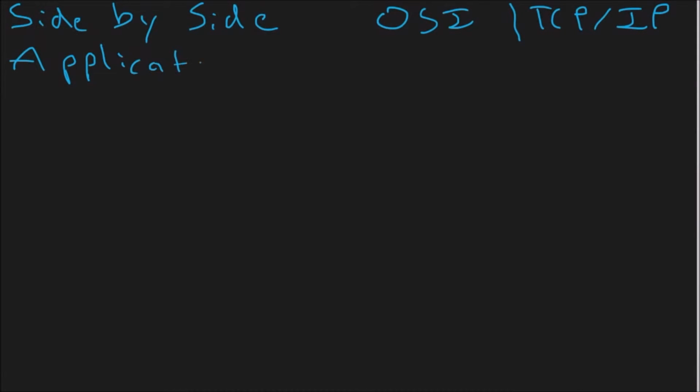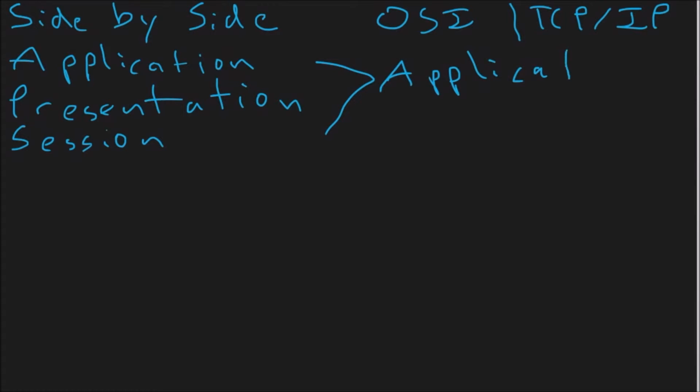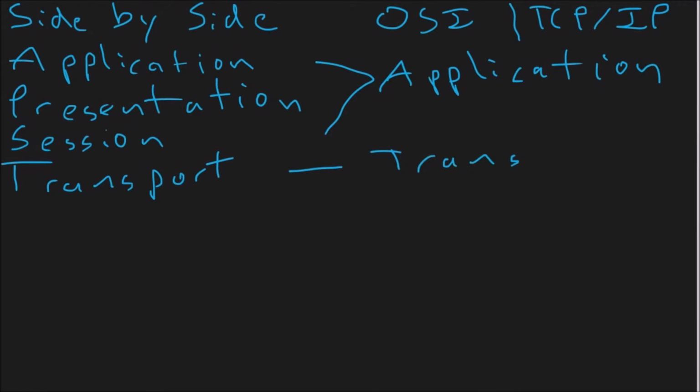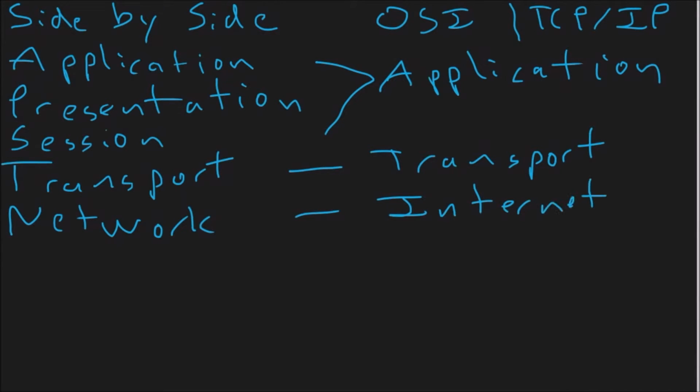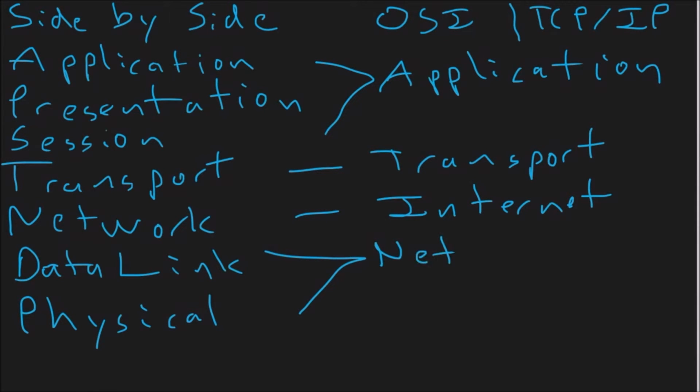Let's compare them side by side. On the left will be the OSI model. On the right will be the TCP IP model. At the top we have the application, presentation, and session layers. These correspond to the application layer on the TCP IP side. Next we have the transport layer, which is the same on both OSI and TCP IP. Then you have the network layer, which is the internet layer on the TCP IP model. Finally, we have data link and physical, which correspond to the network interface.